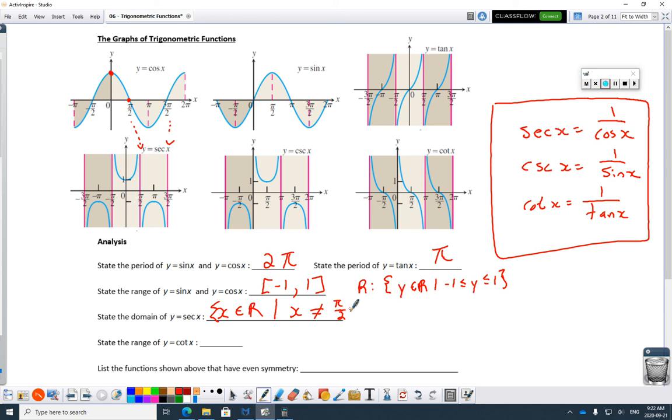So let me just count by pi over 2s. Pi over 2, 2 pi over 2, 3 pi over 2, 4 pi over 2, 5 pi over 2, 6 pi over 2. That's very easy to understand. I'm just counting by pi over 2s. Here's where it messes you up: it's the fractions. It's fractions that's actually messing you up here.